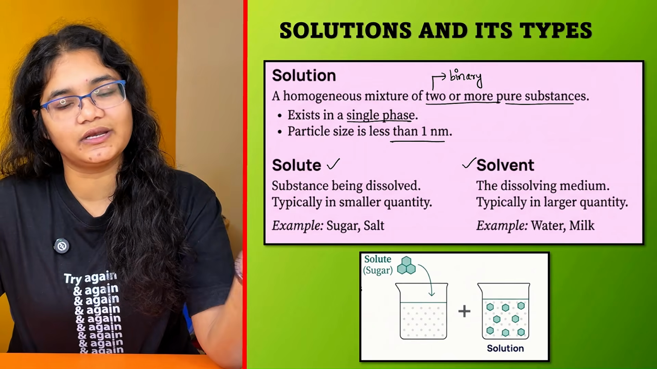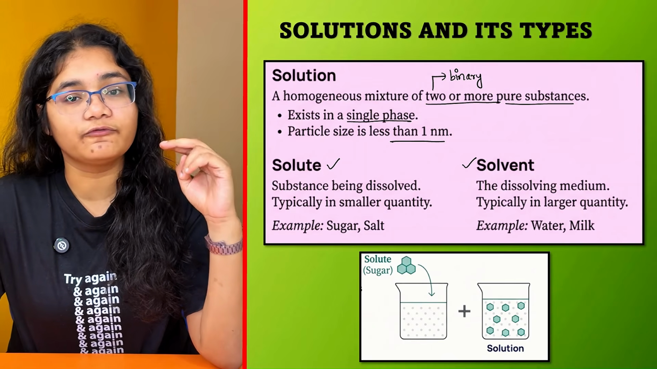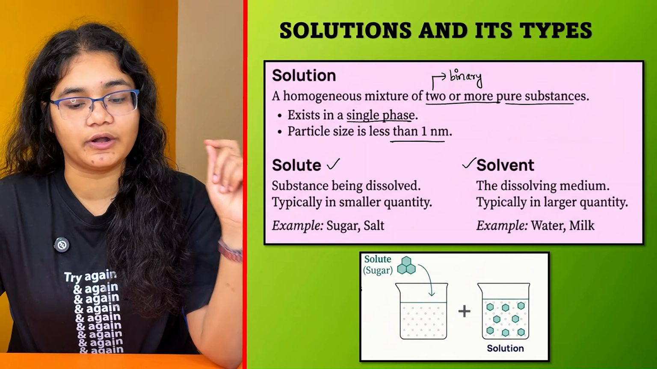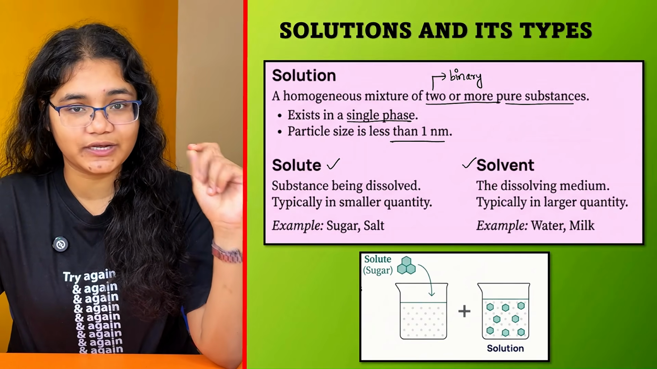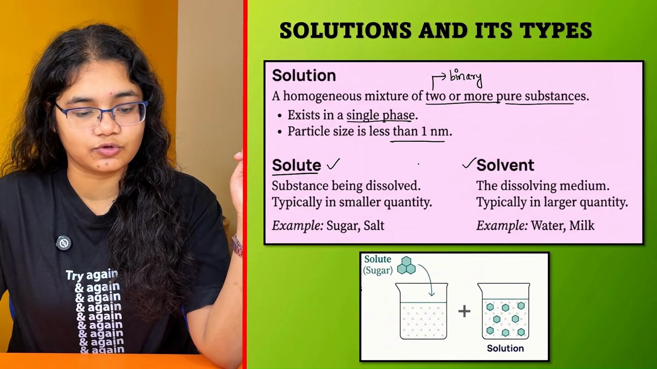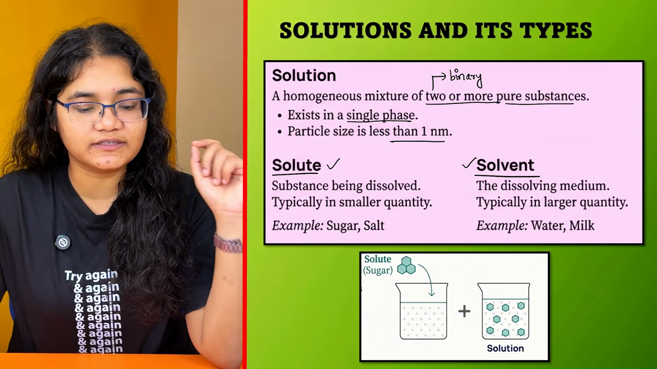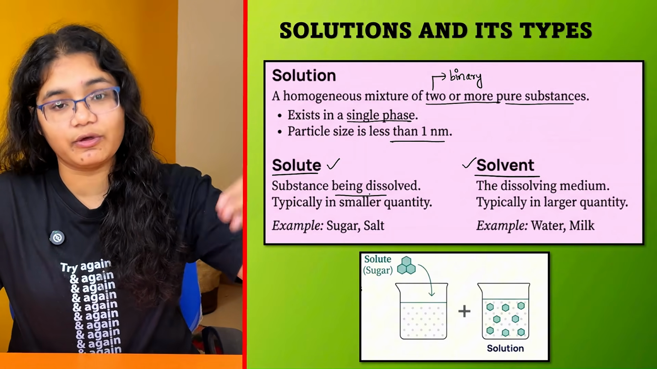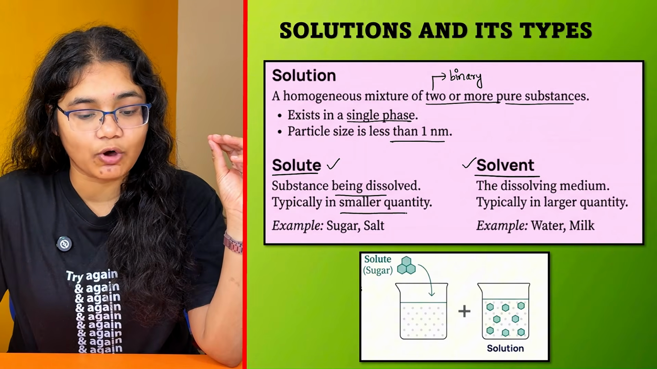So what is a solution? It is a homogeneous mixture of two or more substances. When we have two pure substances, we call it a binary solution. A solution has two components: the first one is the solute and then we have the solvent. Now what is a solute? The solute is what is being dissolved, which you are adding, and typically it is in smaller quantity.